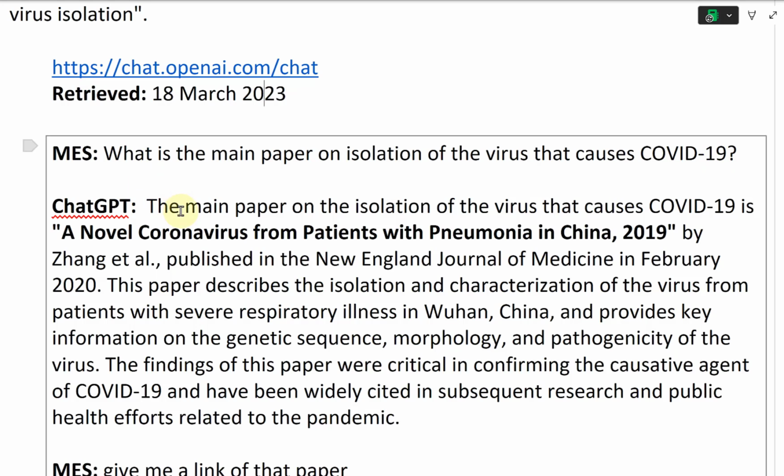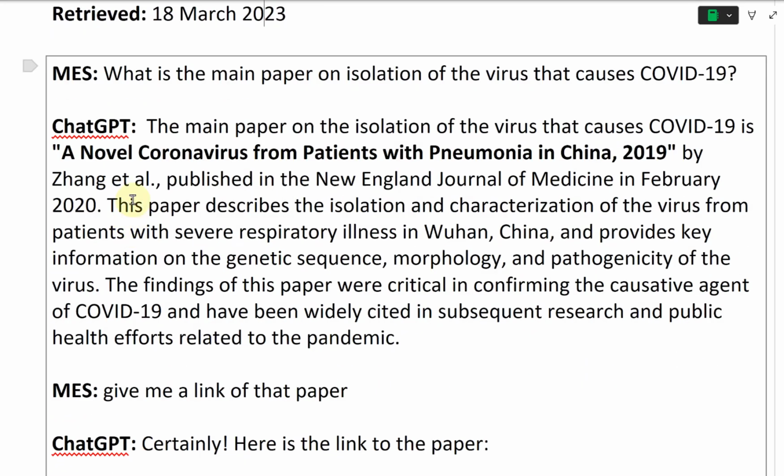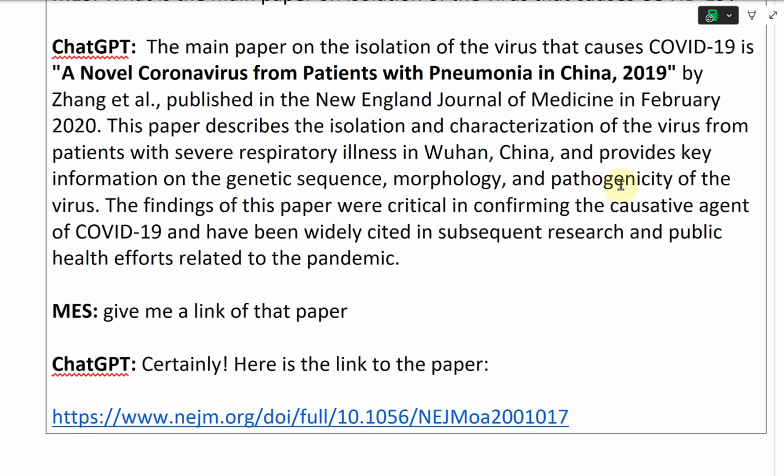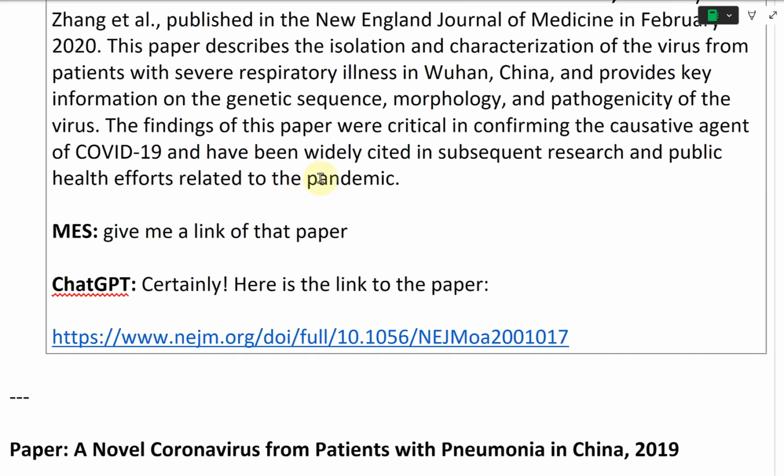And ChatGPT states, the main paper on the isolation of the virus that causes COVID-19 is, quote, "A Novel Coronavirus from Patients with Pneumonia in China, 2019" by Zhu et al., published in the New England Journal of Medicine in February 2020. This paper describes the isolation and characterization of the virus from patients with severe respiratory illness in Wuhan, China, and provides key information on the genetic sequence, morphology, and pathogenicity of the virus. The findings of this paper were critical in confirming the causative agent of COVID-19 and have been widely cited in subsequent research and public health efforts related to the pandemic.